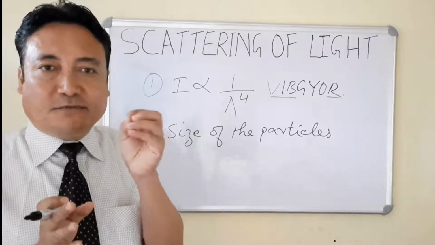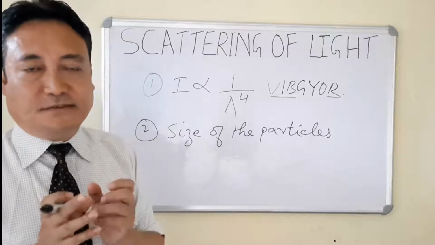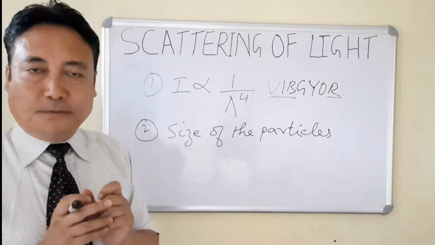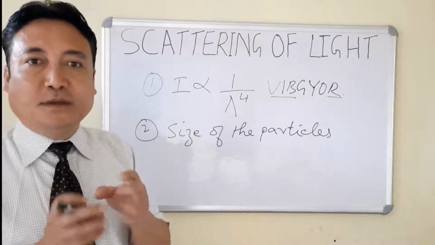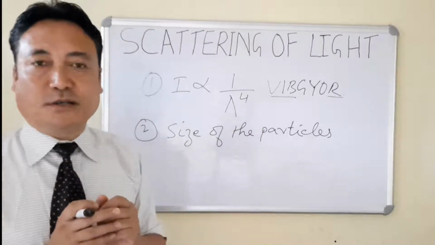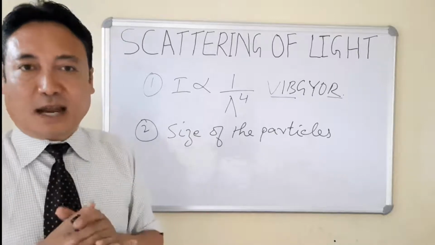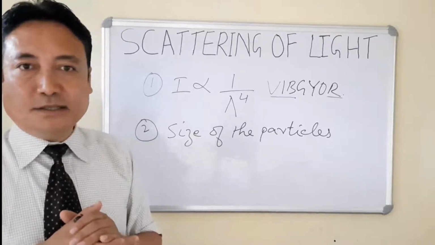But violet and indigo are not very sensitive to our eye. So the blue light is what we see scattered, since blue also has a shorter wavelength. The blue light gets scattered in the atmosphere on striking the particles.